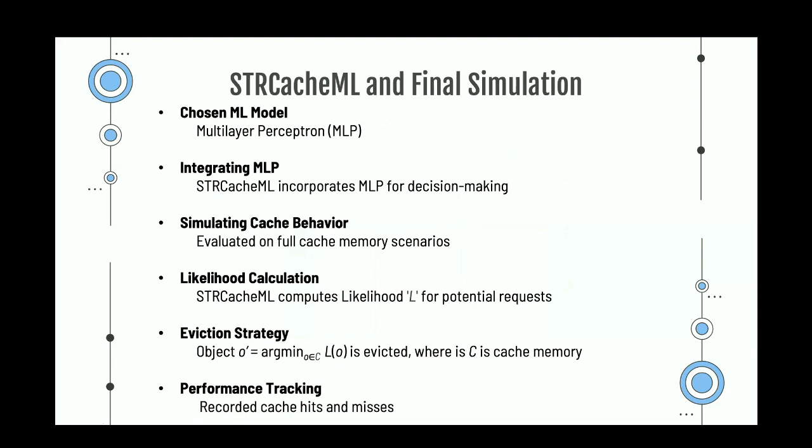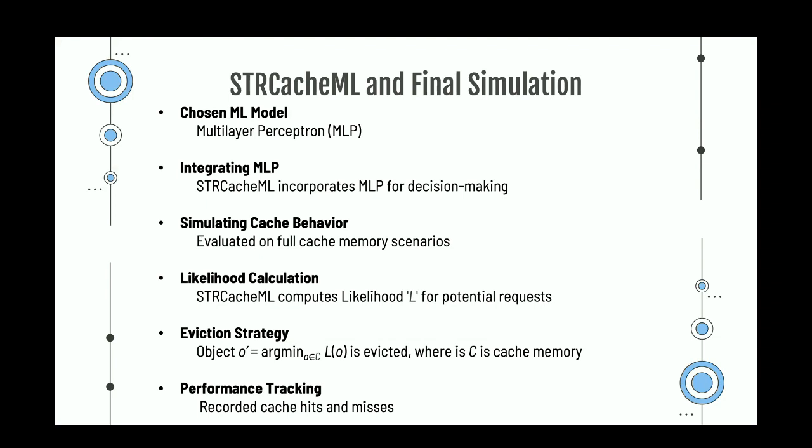Now here comes STRCacheML, and as I already mentioned, MLP was the final machine learning algorithm, and we simulate the cache behavior using the probability distribution on the number of words. Let's say we have a cache memory that, after a certain period of accesses, was full. Rather than using just time of accesses, we use those features that were constructed and the MLP to get the least likelihood of being requested in the next access.